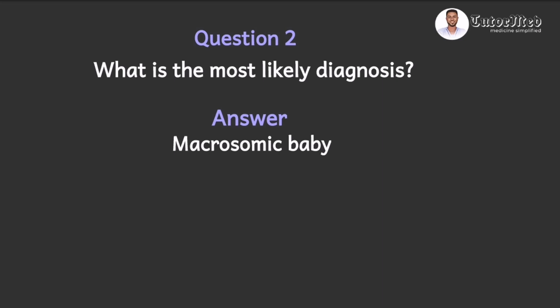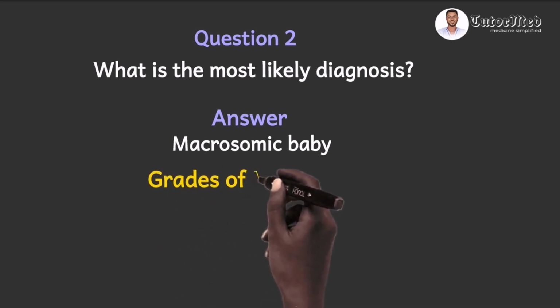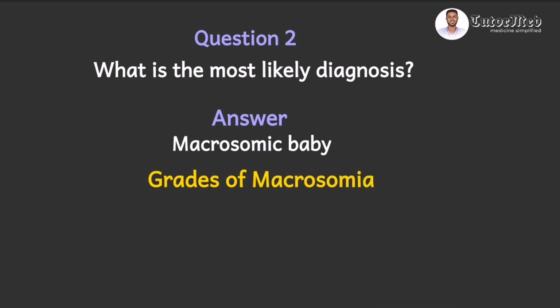By definition, a birth weight of 4 kilograms or more is a macrosomic baby. However, I want to point out that the American College of Obstetricians and Gynecologists supports the use of a 4.5 kilogram threshold for the diagnosis of macrosomia because morbidity increases sharply beyond this weight, 4.5 kilograms. Now, UpToDate documents a grading system for macrosomia. I just want to put it out here as additional information.